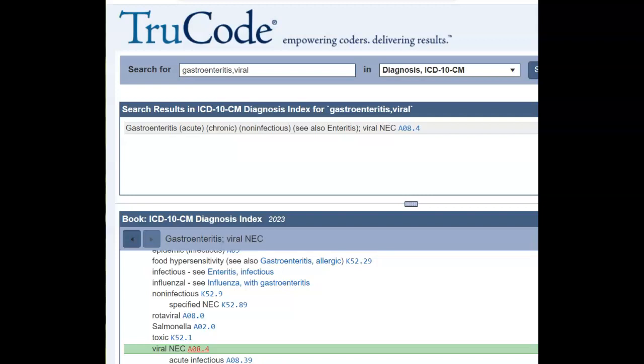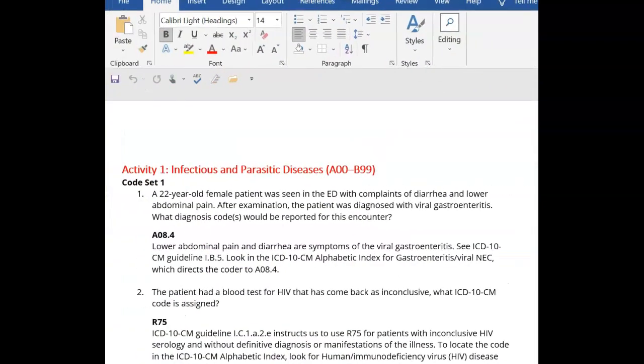I'm going to start off here with code set 1, and I kind of talked about this in class already with number 1. Remember in class I talked about if we have diarrhea and lower abdominal pain, those are signs and symptoms of the viral gastroenteritis. So with this one, we only code one code. I had a few students ask me how come we're not coding everything. We don't code signs and symptoms once they are integral to a diagnosis.